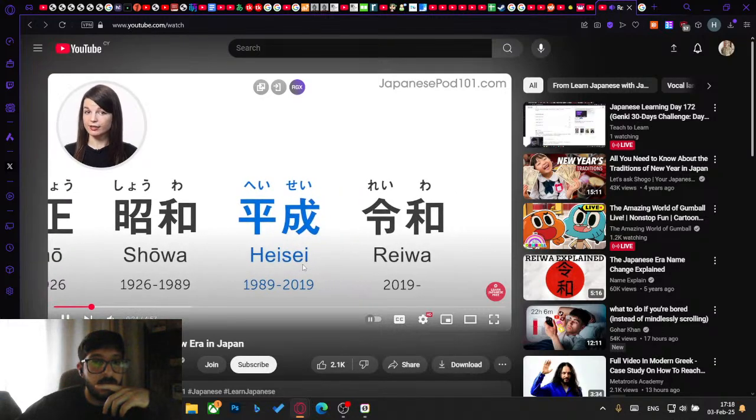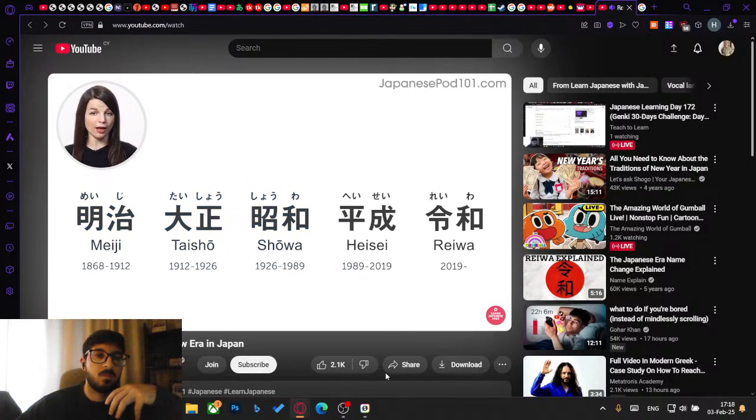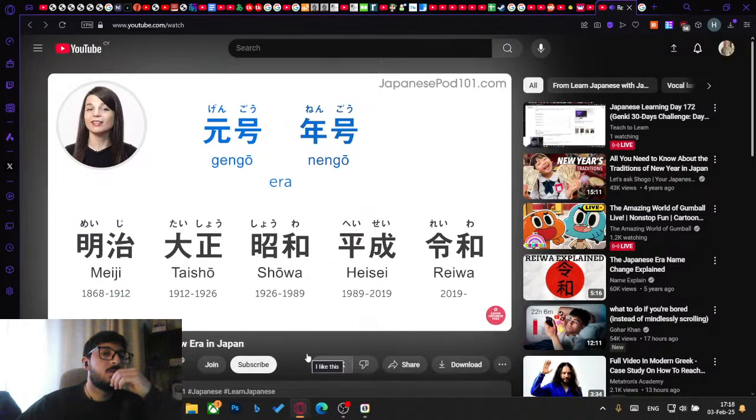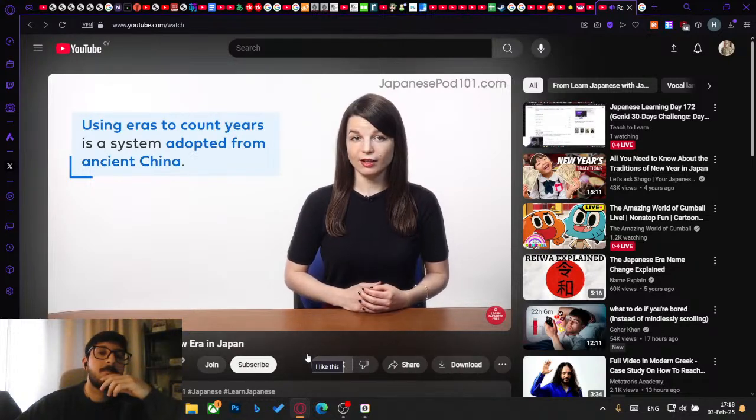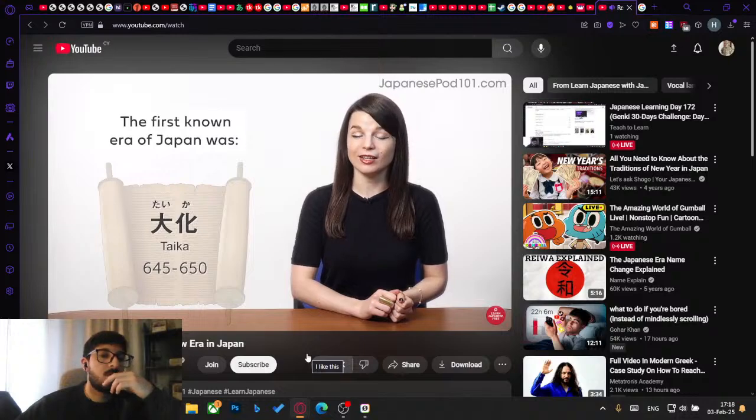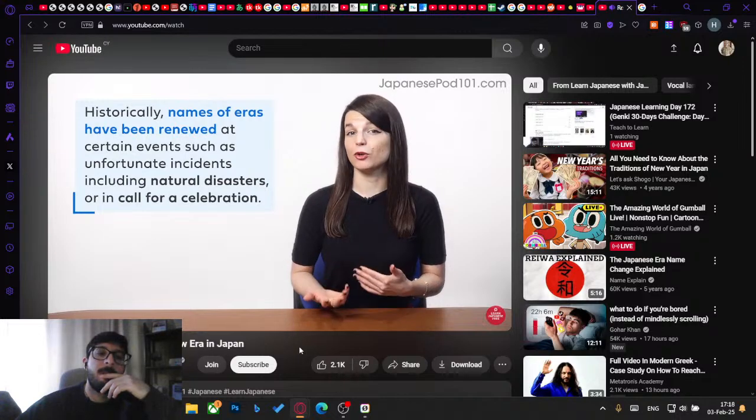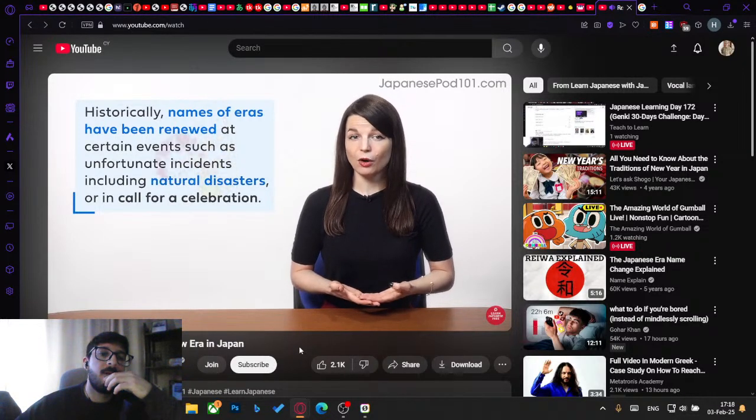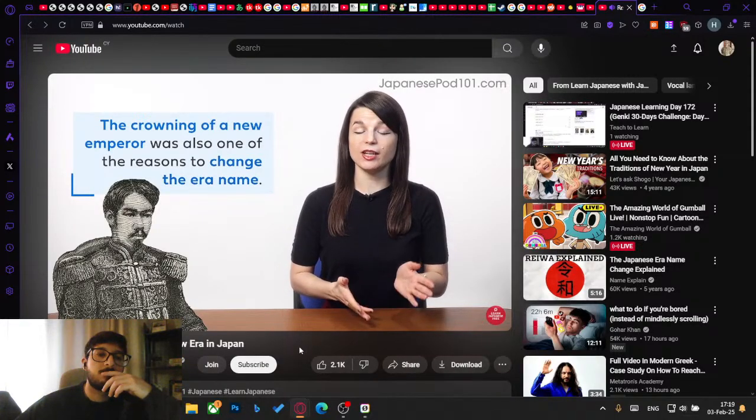Current imperial era, Heisei, and probably the preceding ones as well. Showa, Taisho, Meiji. These are all names of the Japanese imperial eras since 1868, which are comprehensively called Gengo, or sometimes Nengo. Using eras to count years is a system adopted from ancient China. The first known era of Japan was Taika, which began in the year 645 AD. Historically, names of eras have been renewed at certain events, such as unfortunate incidents, including natural disasters, or in a call for celebration. The crowning of a new emperor was also one of the reasons to change the era name.